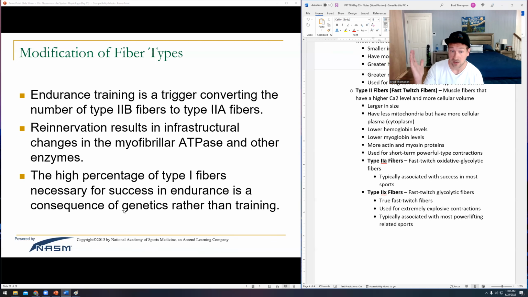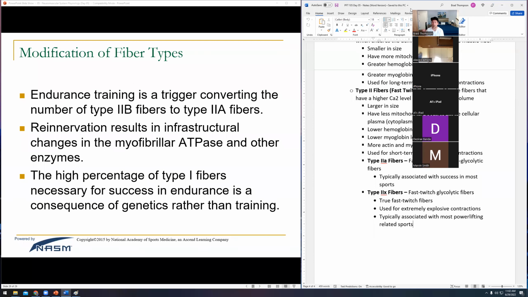All of it is honestly good. We love this. And for the record, NASM believes that it's safer to build a high percentage of type 1 fibers at first, so you get a lot of endurance, you build a foundation of endurance, then we go up with the intensity as we climb up the OPT model, right?